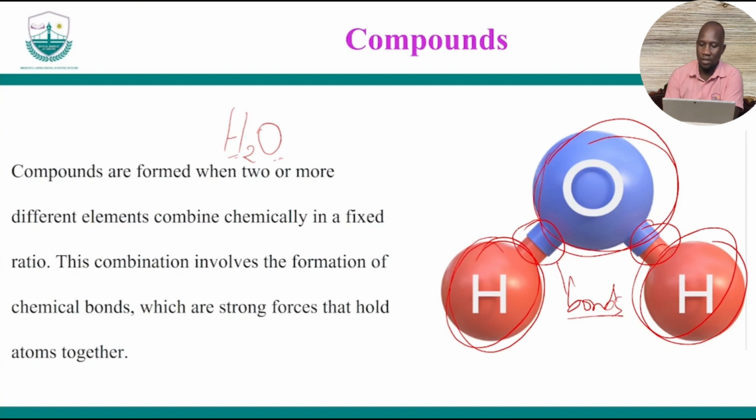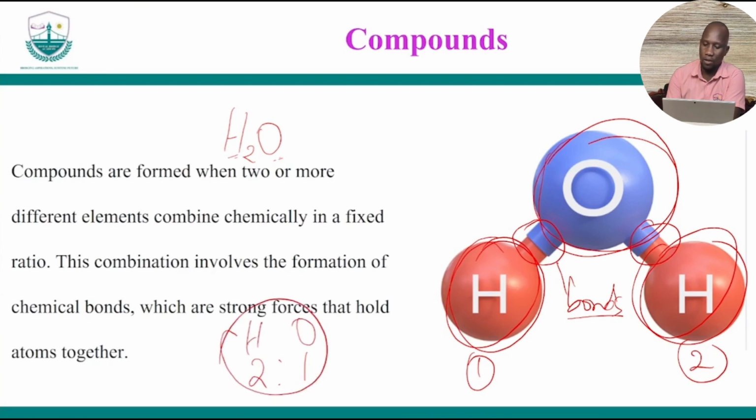This is to say that for every molecule of water, we have two hydrogen atoms, this one and then this one, but we only have one oxygen. So we have a ratio of 2 to 1: oxygen 1, hydrogen 2 there. So our discussion is on the bonds that are formed between these atoms to form this compound.